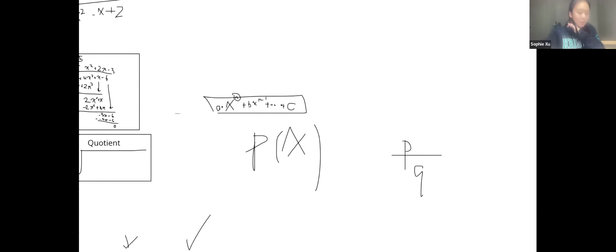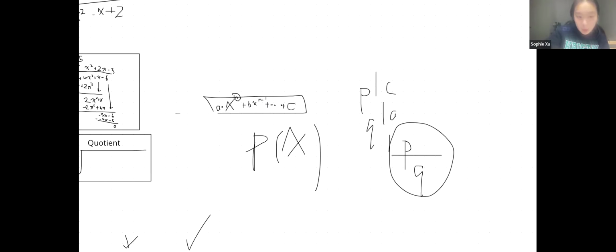where p and q are in lowest terms, like this cannot be simplified further, and also p and q must be integers. That's really important for using the rational root theorem. We know that p divides c, which is the constant term, and q divides a, which is the coefficient of the leading term, which is this term. All right. And then from there you can find all possible roots. Yeah. Does that make sense?